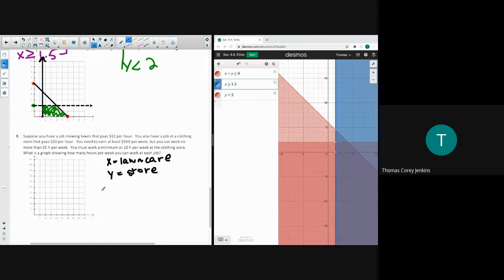Your boundary inequalities are going to be x plus y is less than or equal to 35. Another one is going to be 12x plus 10y is greater than or equal to 350. And then your last one is y is greater than or equal to 10. So hopefully all that pops up here soon. There we go. Watch what I did in Desmos.